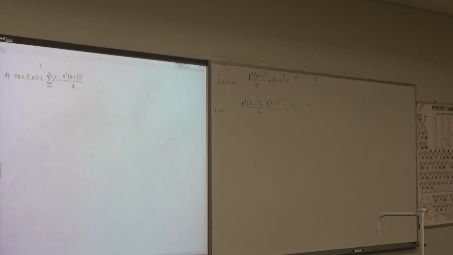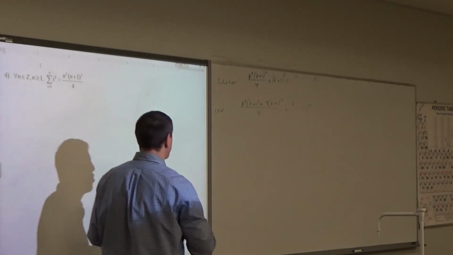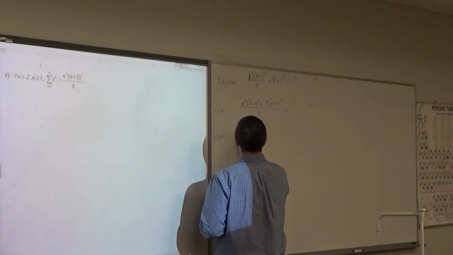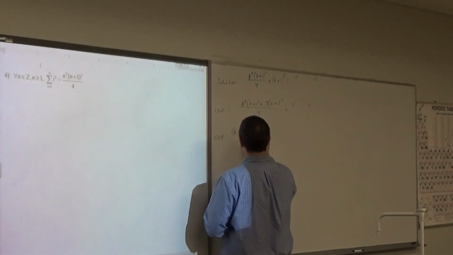Guys, what is the GCF between those two terms? (k plus 1) squared, right? We see that both of those have at least 2 k plus 1s in them. So let's factor the (k plus 1) squared out. So this is our GCF, (k plus 1) squared.